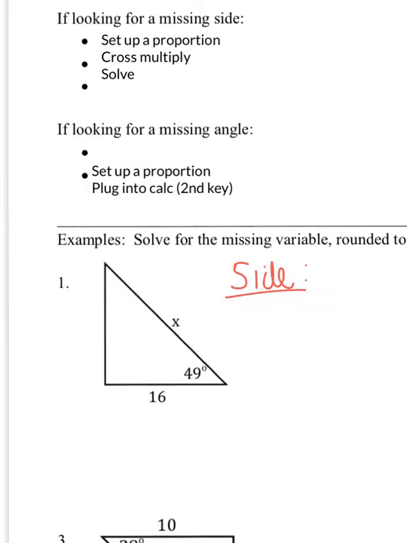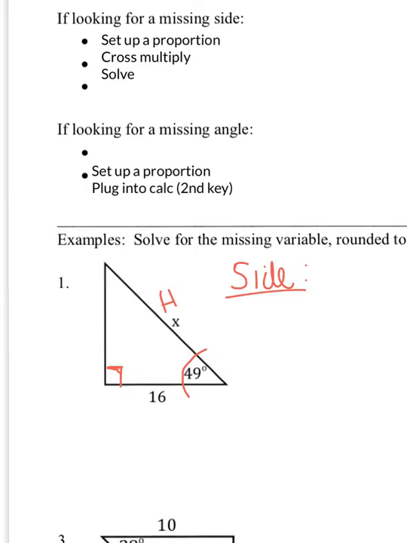Okay, I'm looking for a missing side. You don't have to write that, I'm just writing it that way so we see it. This is the angle measurement that I'm given. My right angle is the one that I can make the little box in. So opposite the right angle is the hypotenuse.